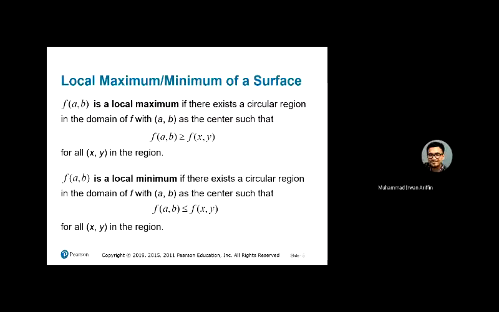The opposite is true for a local minimum. If we have a circular region in the domain of f centered at a, b, such that the output f of a, b is the lowest, smaller than or equal to all other values of f at x and y in the region.